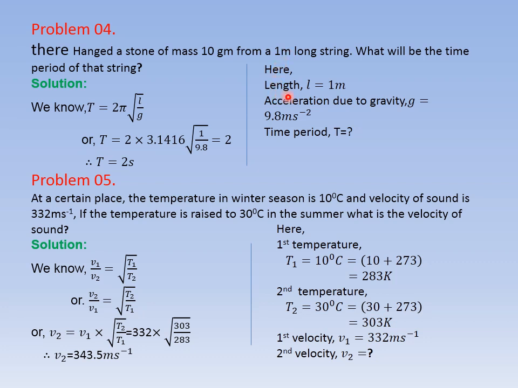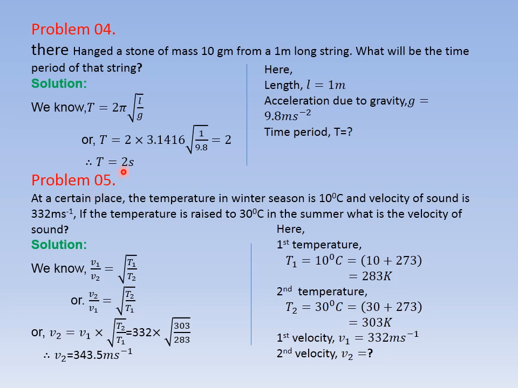So students, here we have the length, which is L is equal to 1 meter, and acceleration due to gravity, this is a very well known value, 9.8 meter per second square. We have to calculate the value of T, capital T. So by putting the value of pi, which is 3.1416, L and g, we got the value. So T is the time period of the stone.